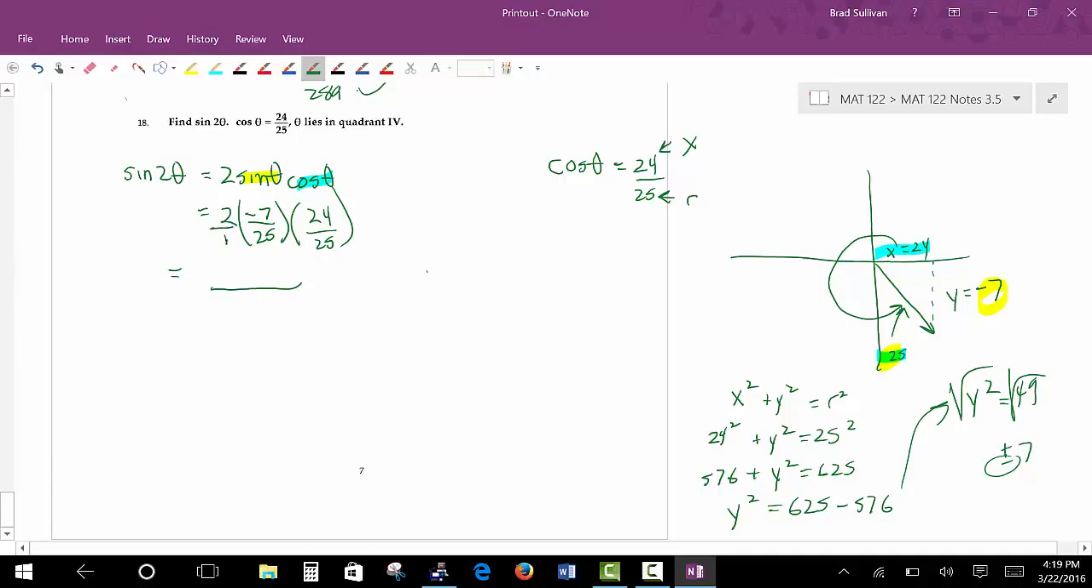So I'm going to put the 2 over 1. I take 2 times 7 times 24. I'm going to get negative 336. And then 25 times 25 is 625. So that should be the answer.